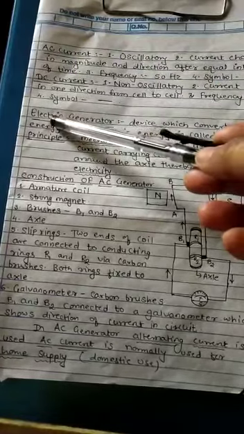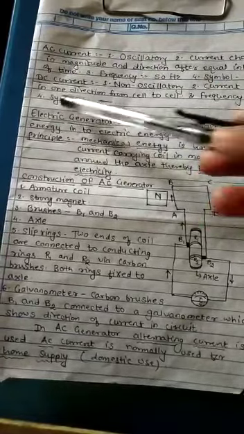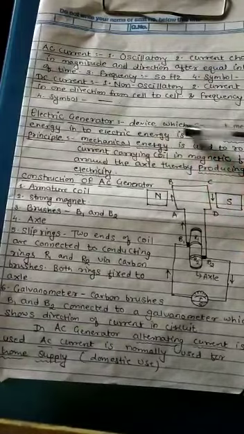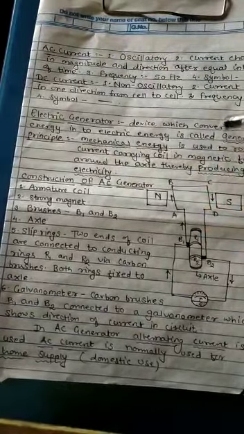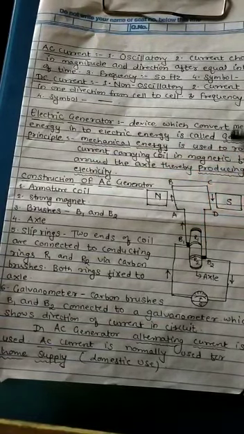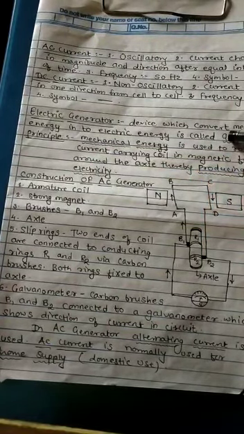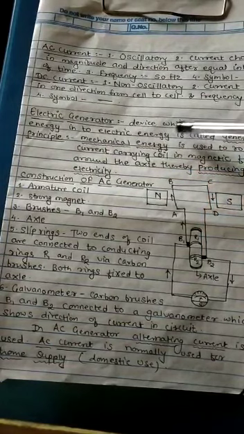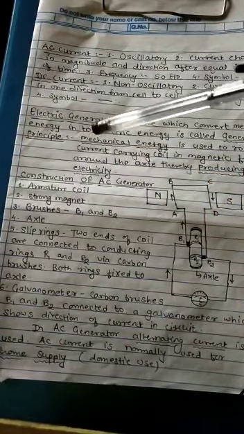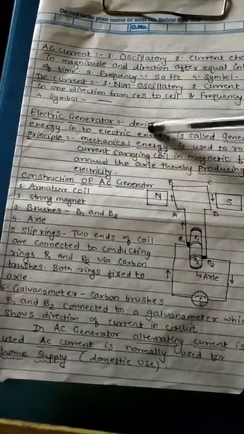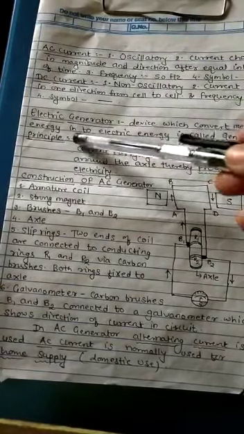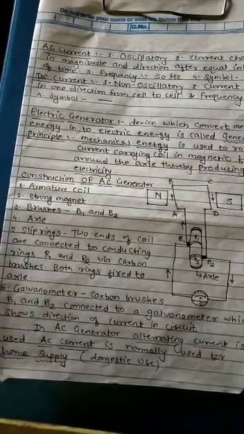Then next is the electric generator. A device which converts mechanical energy into electrical energy is called a generator. Last time we saw the electric motor. The definition is: a device which converts electrical energy into mechanical energy is called a motor. But here, a generator is a device which converts mechanical energy into electrical energy.